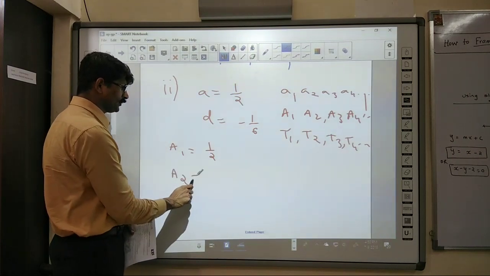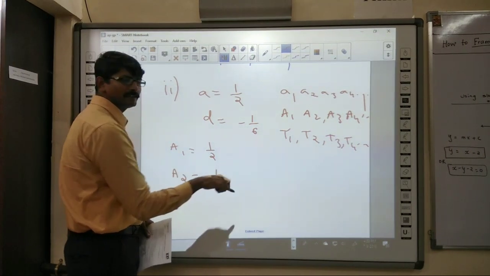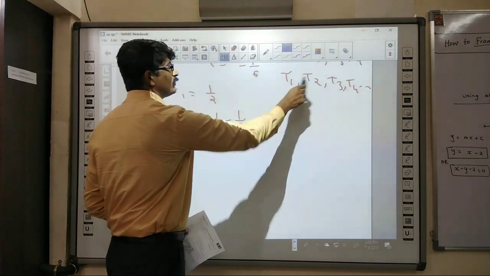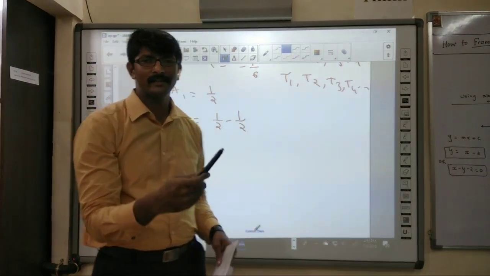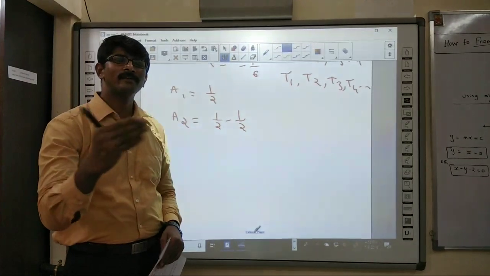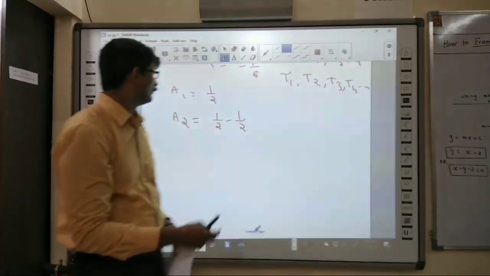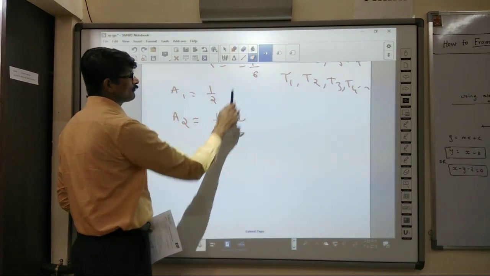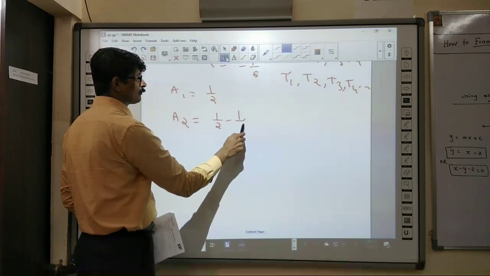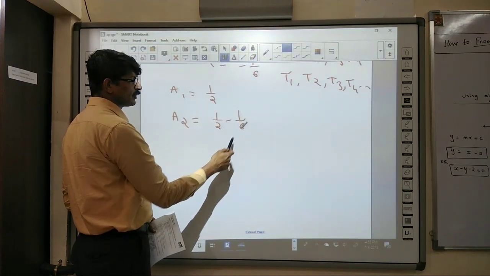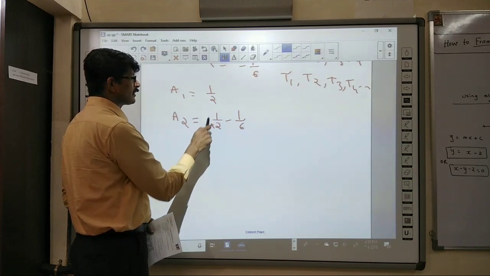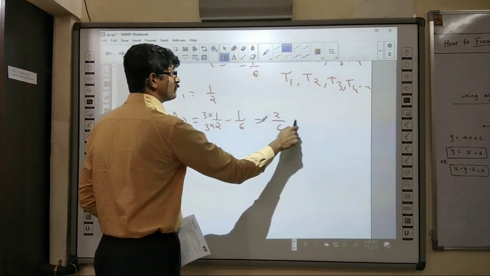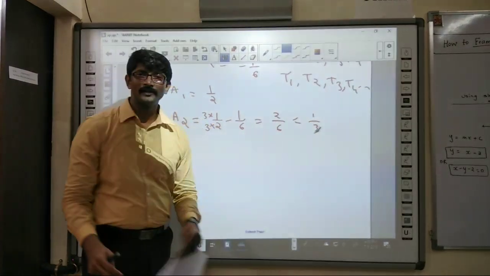In case you were to calculate A2, what are you going to do? Half plus D. Over here D is -1/6, isn't it? The next term, how are you going to calculate? Just add D to that. So the first term plus D is going to give you the next term. In that case, half plus -1/6, which eventually becomes minus 1/6. And now how do you do that? Multiply this by 3, multiply this by 3. So 3 minus 1, 2/6, which can be simplified as 1/3. I hope students are understanding.